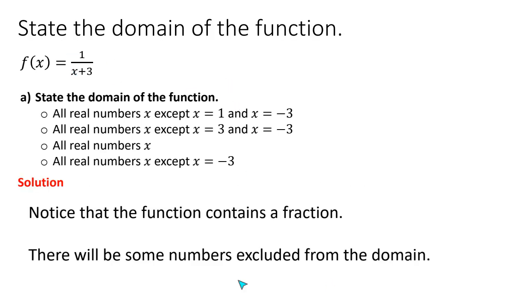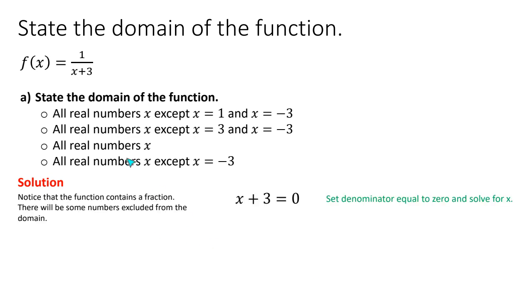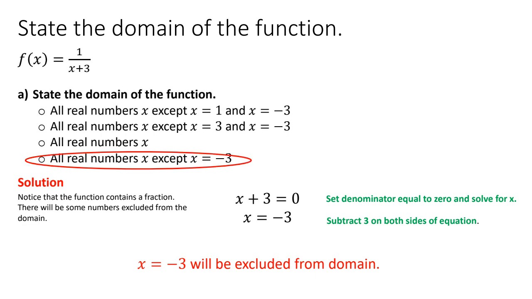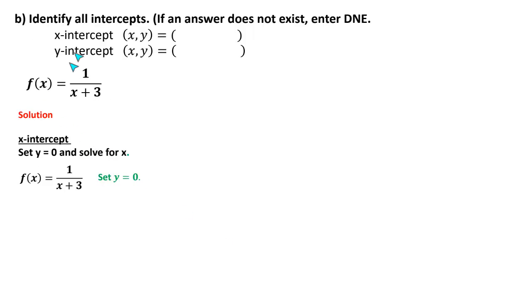So let me go ahead and write it here. Okay, so x plus 3 is equal to 0. Subtract the 3. So x equals negative 3 cannot be in the domain. So your domain is everything except for negative 3. And so if we look at our solutions here, that would be letter D, all real numbers x, except x equals negative 3. So that was part A. Part B was to identify the intercepts.